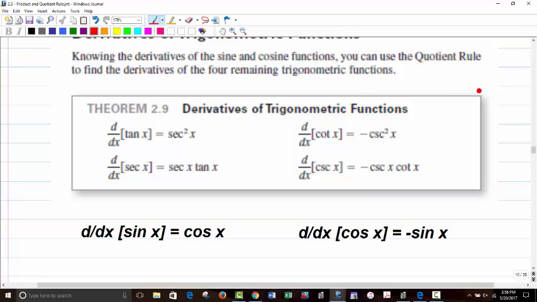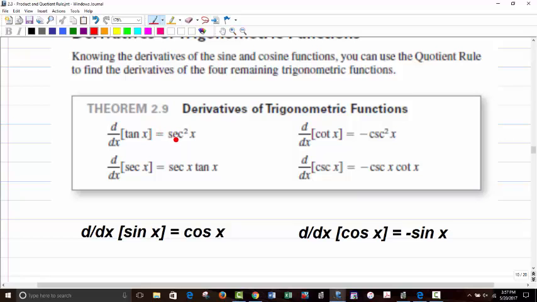So let's say you couldn't remember that the derivative of tangent equaled secant squared, but you knew that tangent was sine over cosine, and you could do the quotient rule. You would come up with 1 over cosine squared, which is secant squared. So you could derive any one of these if you had to. But I think it's better just to learn them.